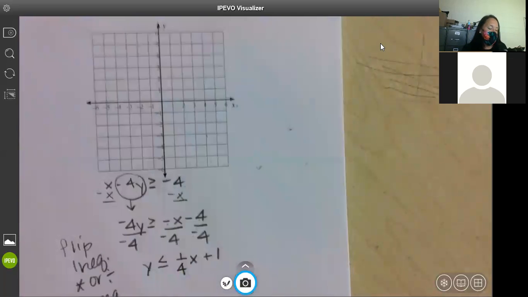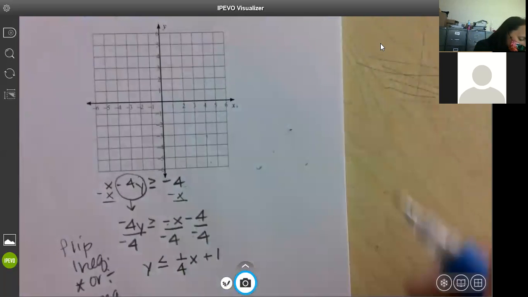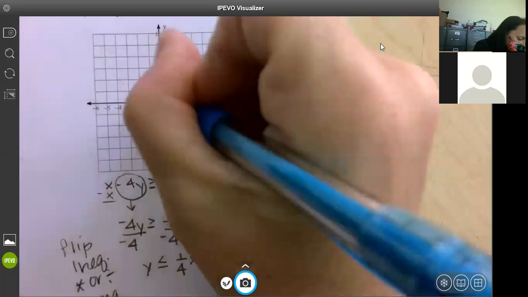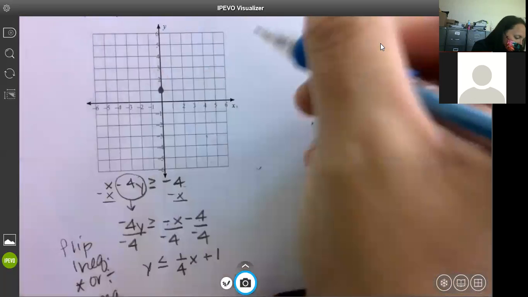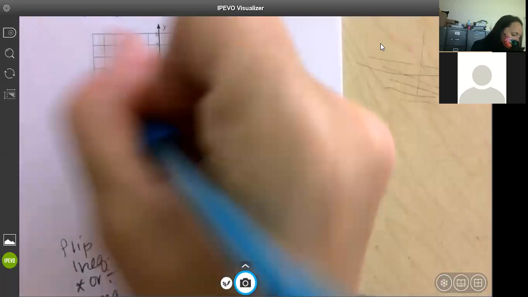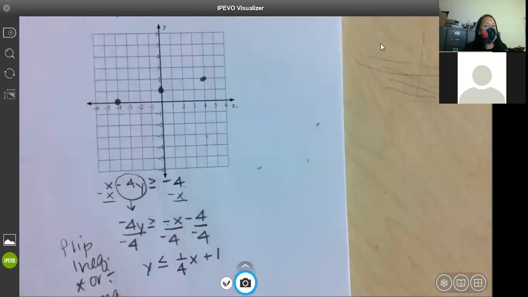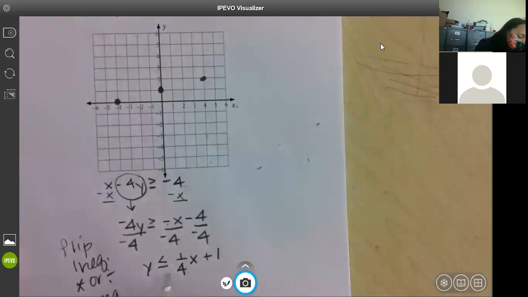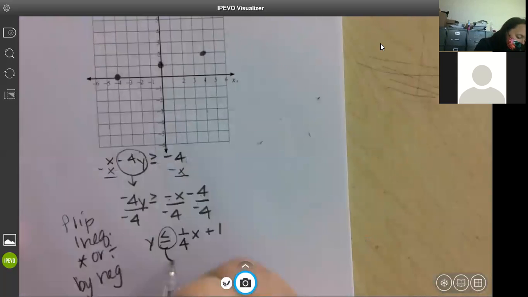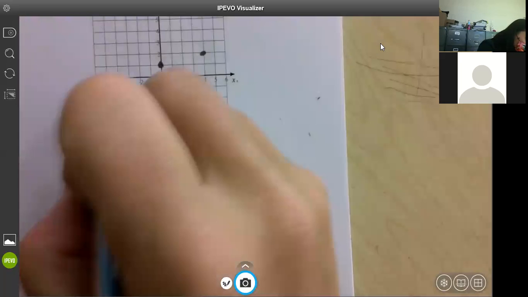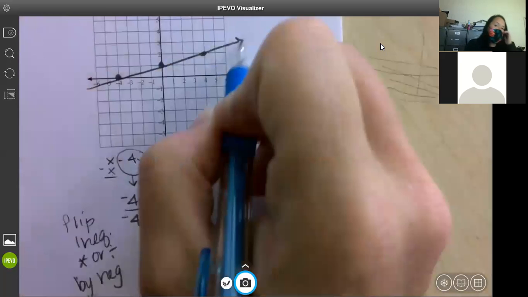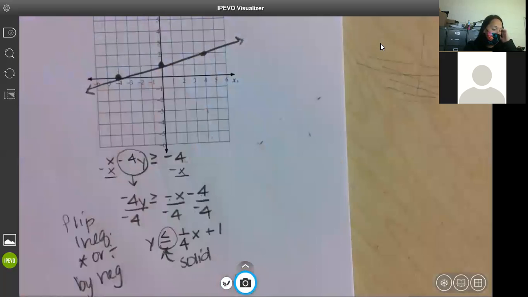Where does it start? 1. How does it move? Up 1/4. Or down 1, left 4. Is this one solid or dashed? Solid. Make sure that you understand that. So this is the first one we've had that's been solid. Can I use 0, 0? Yeah, as long as the line doesn't go through it, it's fine.